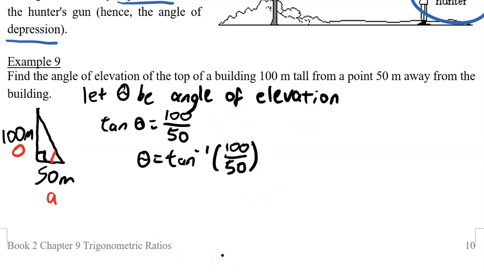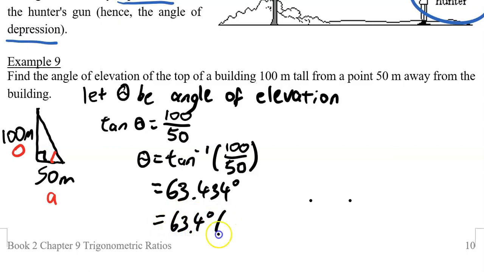So the answer you get should be 63.434 degrees. For your final answer, you should have 63.4 degrees rounded to 1 decimal place, because it's an angle and the mode of accuracy has not been stated. So with that, we'll end off for today. Thank you.